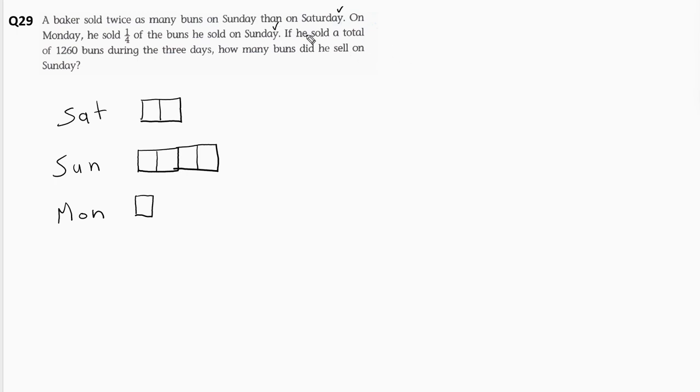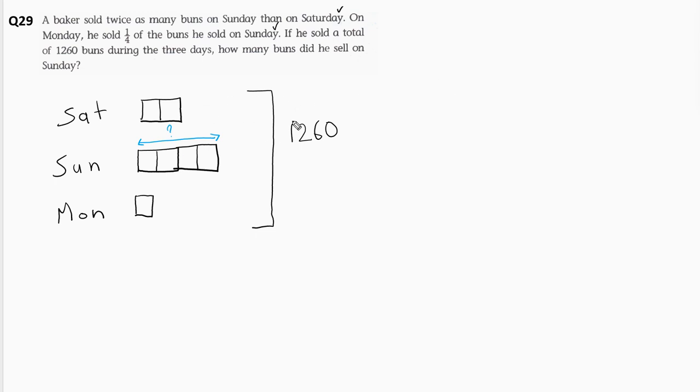Yes. Okay. If he sold a total of 1,260 buns during the 3 days, that means this whole model represents 1,260. We are asked how many buns did he sell on Sunday? So what are we interested in? Where's our question? That's these parts here. This is where our question is.